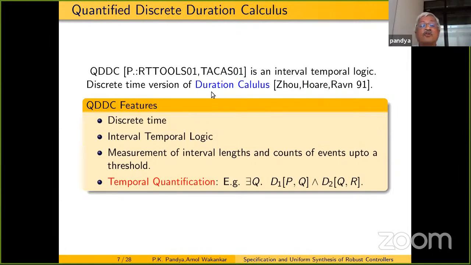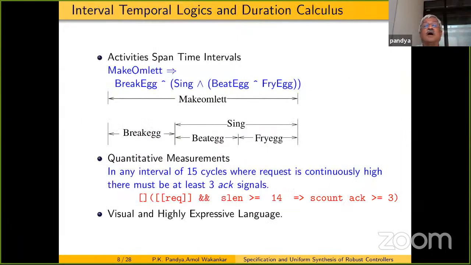For those of you who already know temporal logic, I'll just recount some features. It's discrete time because time is counted in terms of clock cycles. It's an interval temporal logic, and we'll see what this is. It includes measurements of counts of the number of events that occur within certain kinds of intervals. And it includes temporal quantification, that is, quantification over variables which evolve with time. So it's quite a powerful logic.